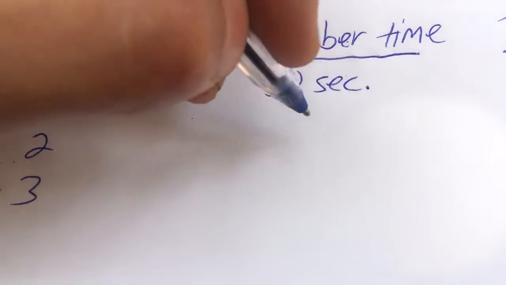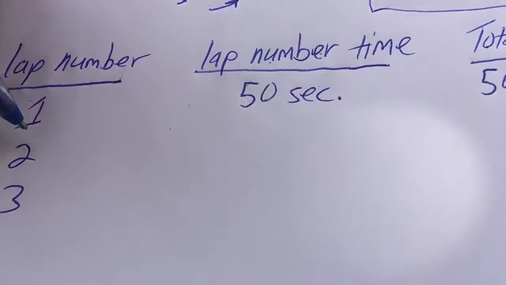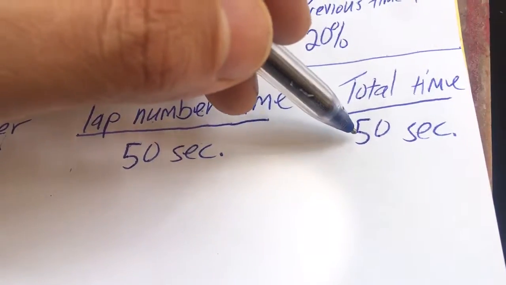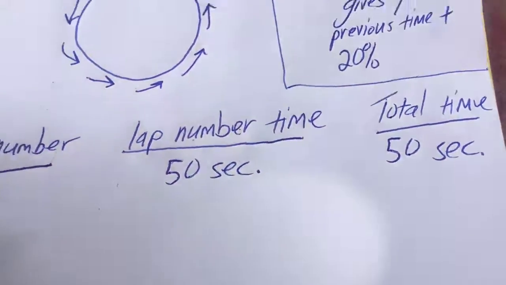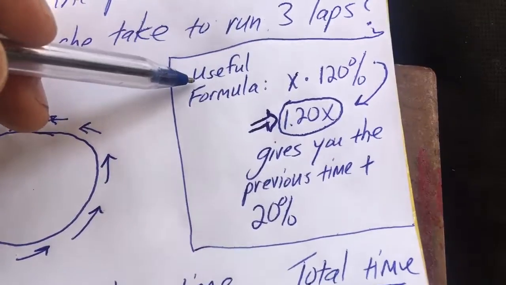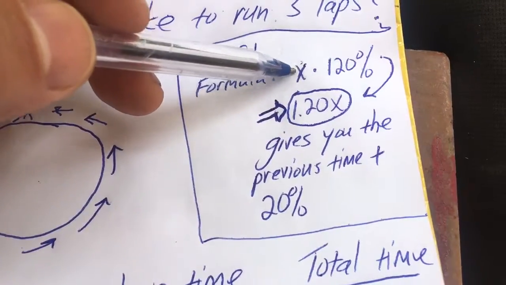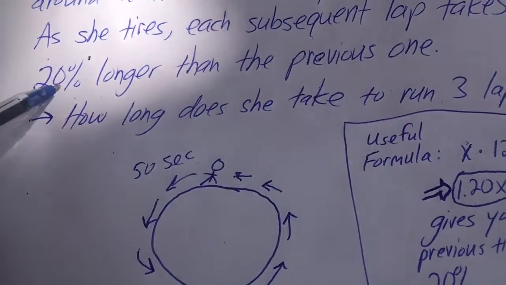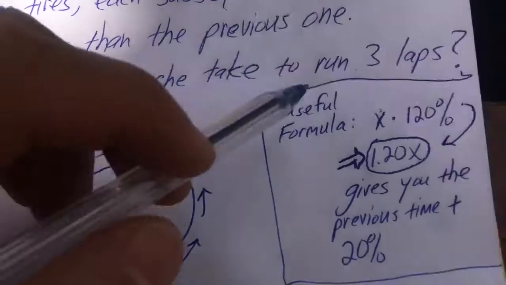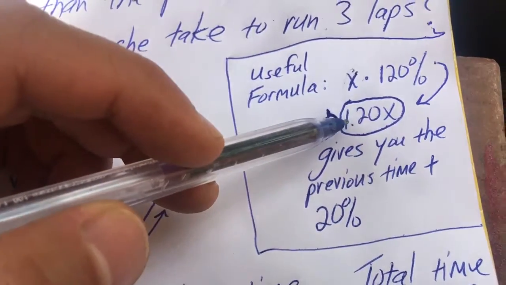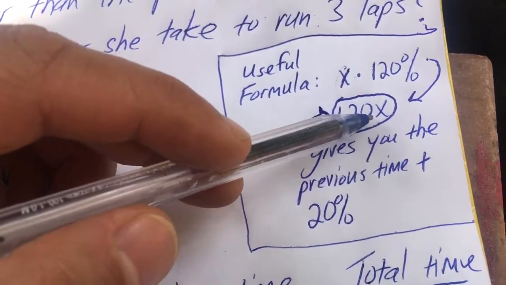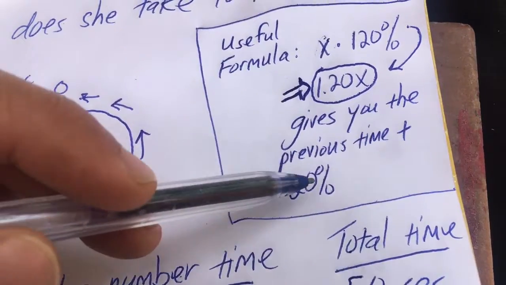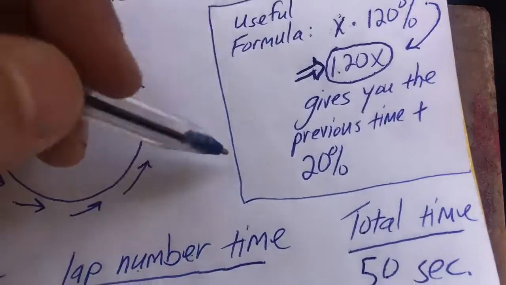Second lap, we need a number here for the time it took to run the second lap, plus 50 seconds. So how do we find that out? There's a useful formula that says we take an unknown number x times 120%, because 20% longer. So the original time plus 20%. So 1.20 or 1.2 times x gives you the previous time plus 20%. Okay, that's what we're looking for.